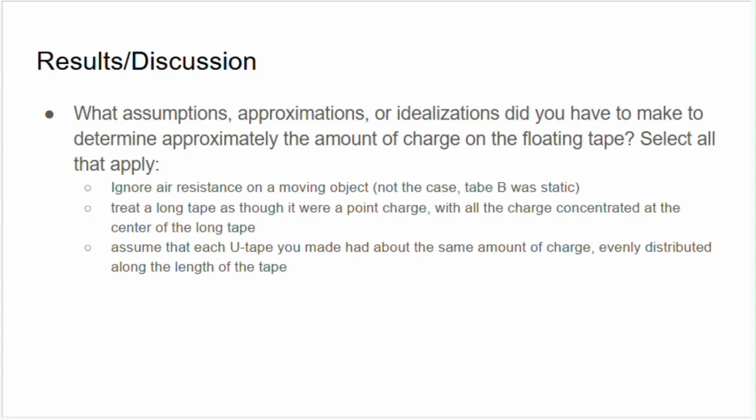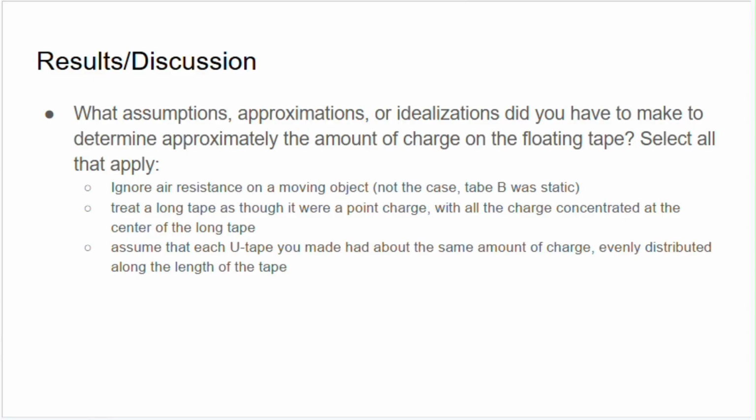So for results and discussion, the question we had to answer was, what assumptions, approximations, or idealizations did you have to make to determine approximately the amount of charge on the floating tape? Select all that apply. Ignore air resistance on a moving object: I decided that this was not the case because the U-tape of tape B was static, and it did not move at all during our experiment, so air resistance was not a concern.